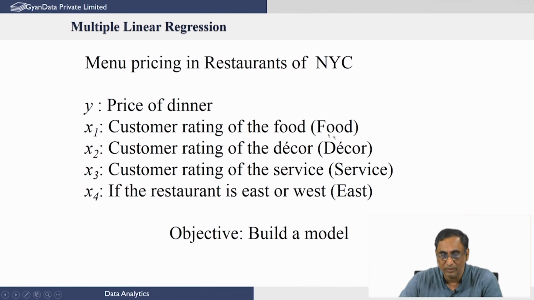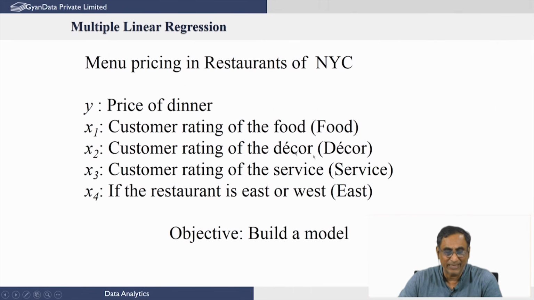So, these are the 4 independent variables on which data was obtained: the quality of the food, the decor and service. All this was rated by the customers, along with the location of the restaurant, and the price of the dinner served in that restaurant was also taken.